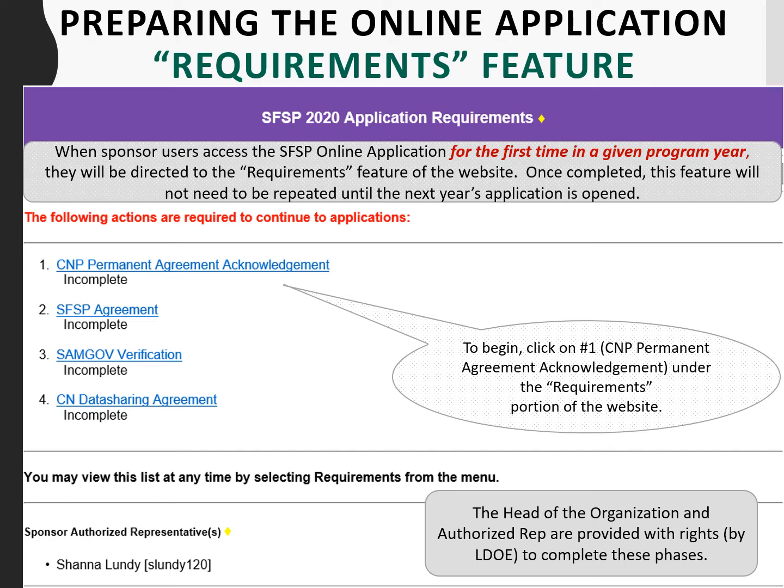These are the following actions required. 1. Your CMP Permanent Agreement Acknowledgement. 2. SFSP Agreement. 3. SAMGOV Verification. And 4. CN Data Sharing Agreement. The head of the organization and authorized reps are provided with rights by LDOE to complete these phases.